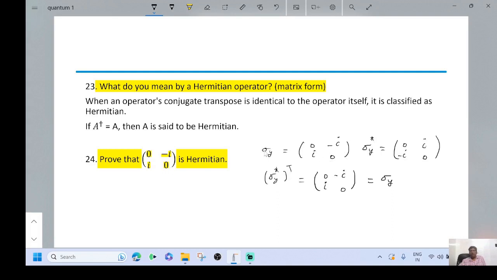Complex conjugate of this sigma y is 0 i, minus i 0. Then make the transpose of this matrix. Sigma y star transpose is 0 minus i, i 0. We can get the original matrix sigma y. Therefore, the given matrix is Hermitian.